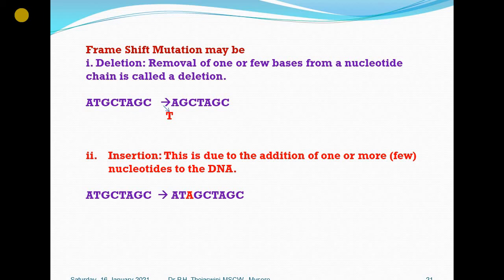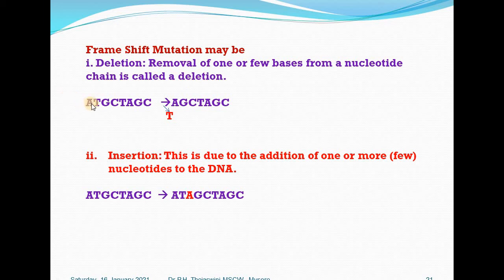As seen in the earlier lesson, frame shift mutation may be because of deletion of a nucleotide base or insertion or addition of a nucleotide base. In deletion, what exactly happens is there will be removal of one or few bases from a nucleotide chain, that is the gene, and this process is called deletion.